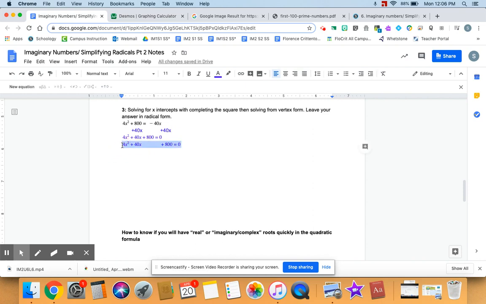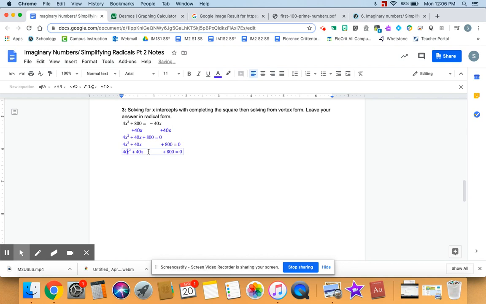Then I need this to not have a 4 in front. I need it to just be an x squared. So to do that, I divide out the 4 from my first two terms, because I'm only thinking about them. If I divide the 4 away from the 4, it just becomes 1x squared, which is what I want. And if I divide 4 out of 4D, it becomes 10. And then the plus 800 at the end, we'll think about that later.